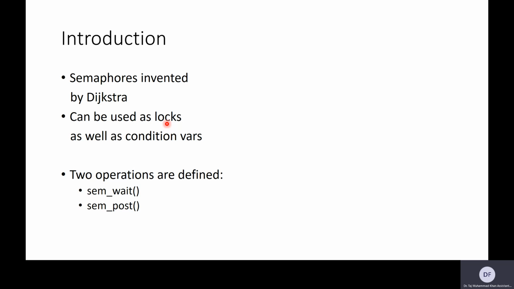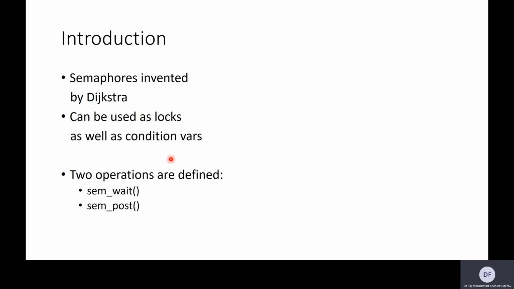Semaphore is another abstraction which was invented by Dijkstra. You must have heard Dijkstra's name in your data structures course because he is very famous for that shortest path algorithm. Okay? So it's the same Dijkstra who invented these semaphores, which can be used for synchronization between threads. The good property of semaphores is that they can be used either as locks or as condition variables, depending on how we want to use them. Semaphore can perform the role of both locks as well as condition variables.